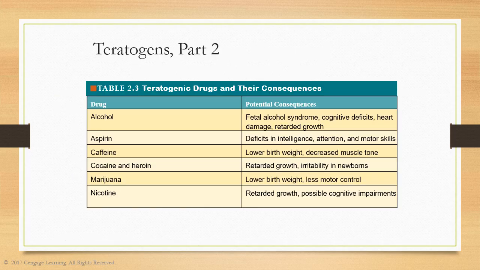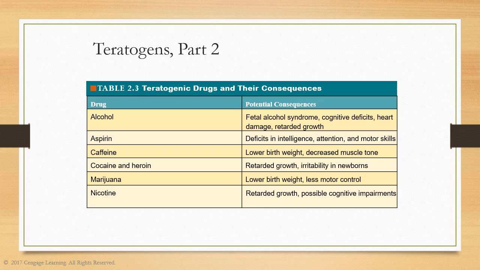So this is a great table, a quick reference to see all the teratogenic drugs and their consequences. If you want to study drugs and their consequences for teratogens, you're going to look at this. Like I said, alcohol is a big one. Fetal alcohol syndrome, right? Cognitive deficits, heart damage, growth is retarded, so you're shorter, you don't have full development of your physical growth. Aspirin is another one. That's why they tell you not to take aspirin when you're pregnant. It can result in defects in intelligence, attention, and motor skills.